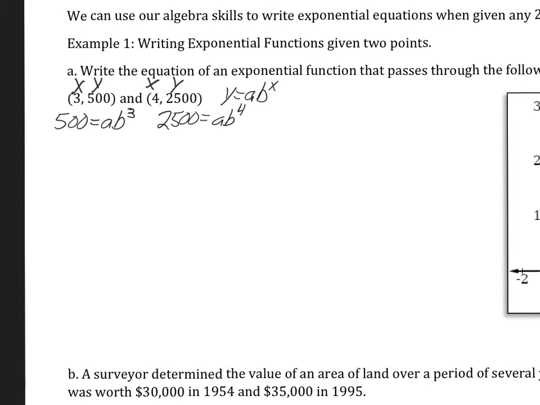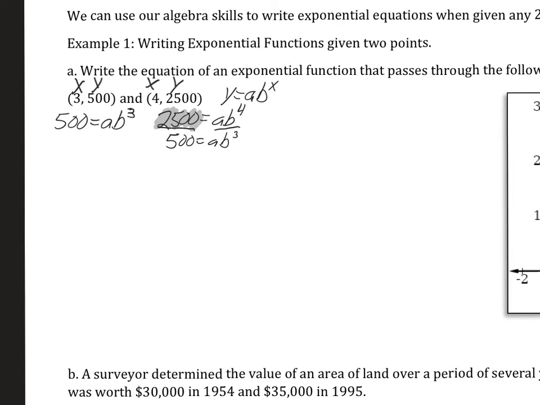Now, thinking about this, how can we put these together? Well, which one is bigger, 500 or 2500? To me, I think 2500 is bigger. That's just the way it works. So we're going to take the big one and write the smaller one below it. So 500 equals ab to the third. Now, I'm going to go ahead and divide these.